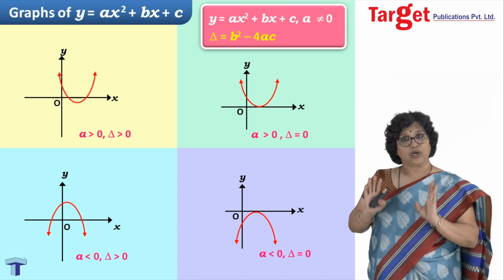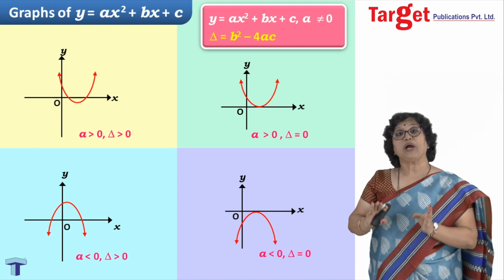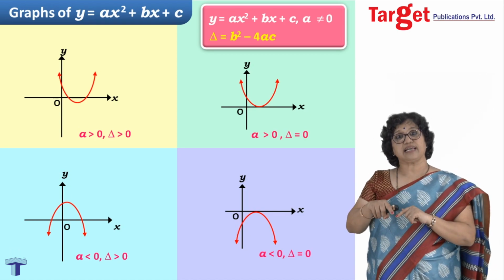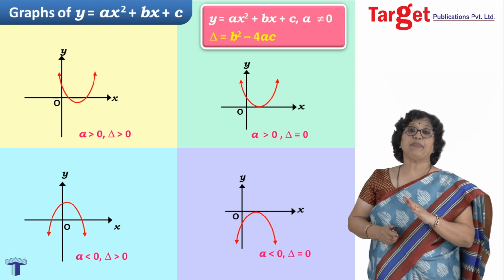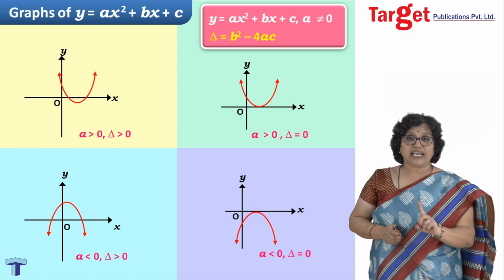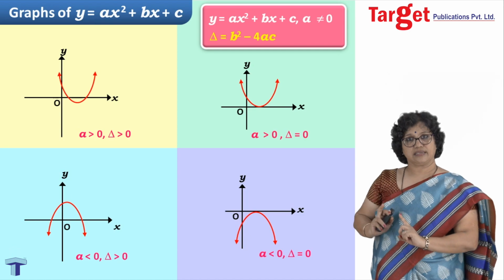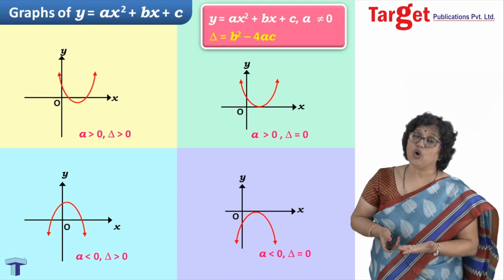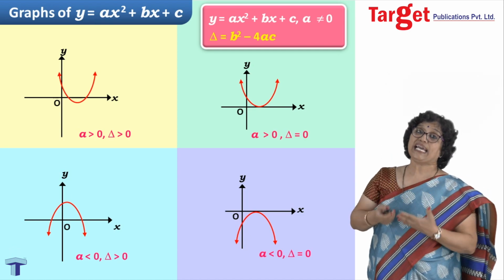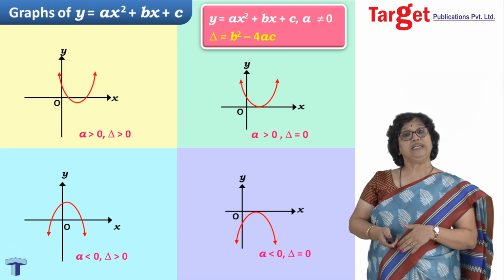Position where it meets is not important. Number of points at which the graph meets the x-axis is important. That depends on delta. If delta is greater than 0, it will meet twice. If delta is equal to 0, it will meet once. If a is greater than 0, the graph would open upwards. And if a is less than 0, then the graph would open downwards.